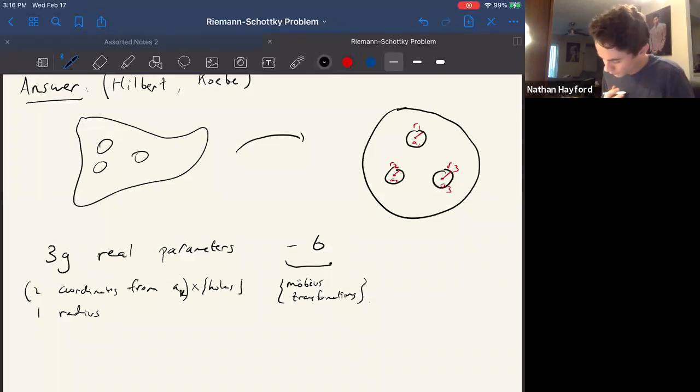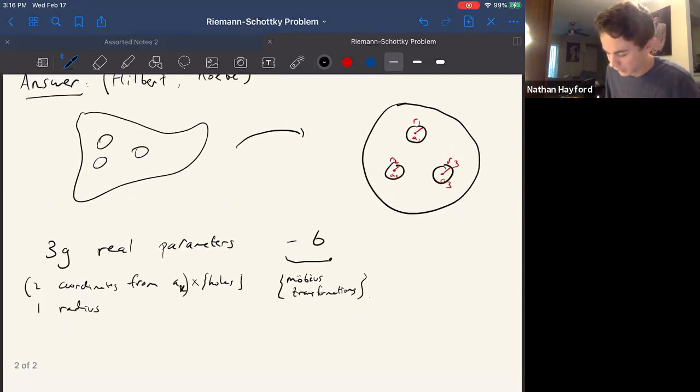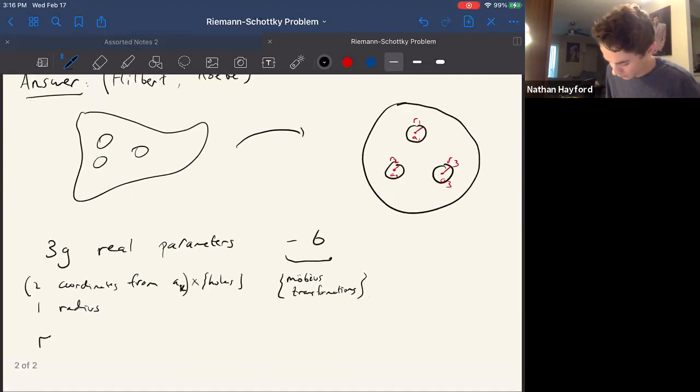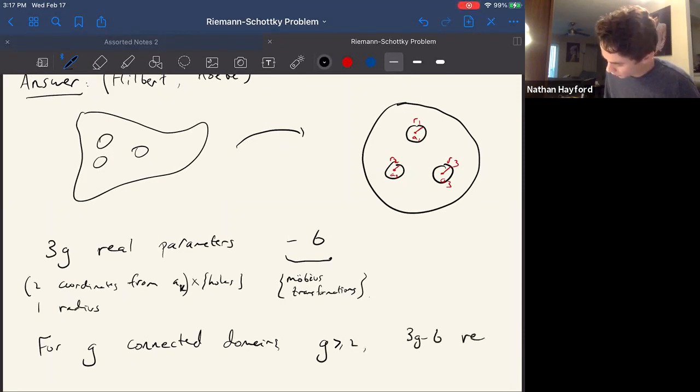So in total, for G-connected domains, G greater than or equal to 2, there are 3G minus 6 real parameters that count as conformal moduli, that characterize equivalence.